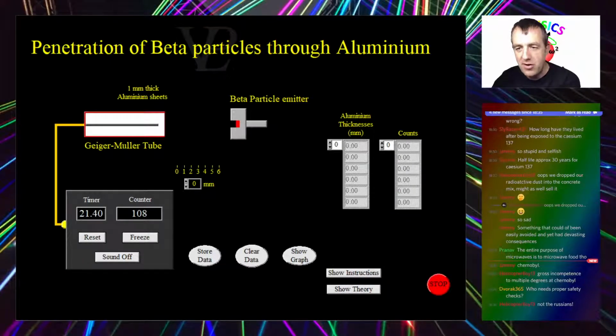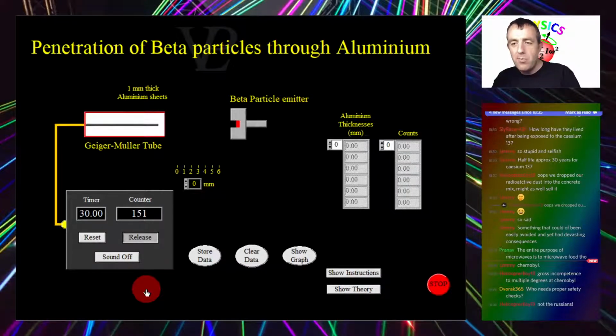Who needs proper safety checks? Not the Russians. Yeah, okay. I'm not going to go there. Okay, so 30... Oh, how's that? Stopped it dead on 30 seconds.